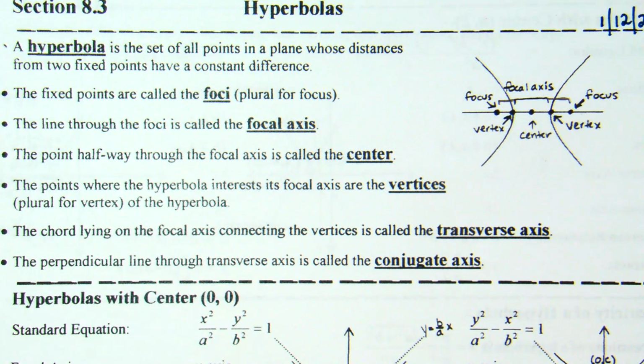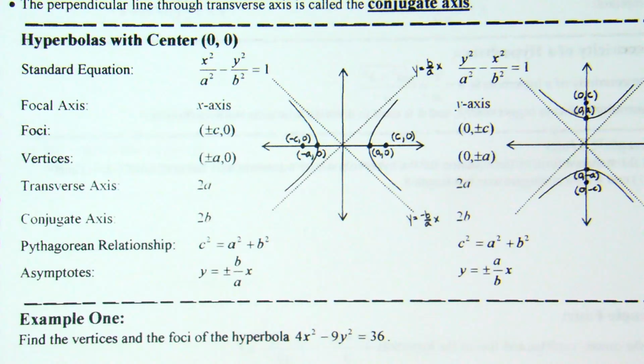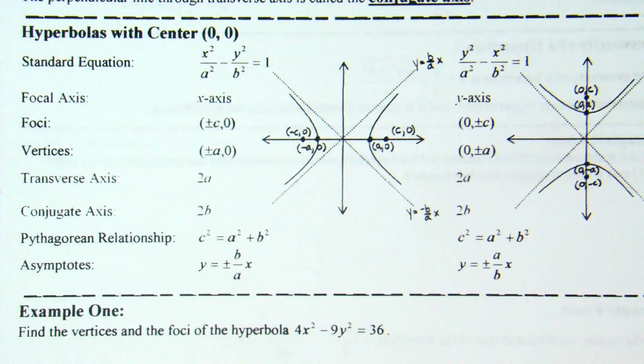Now, as we look at this chart for hyperbolas with a center at 0, 0, you will notice a lot of similarities between hyperbolas and ellipses. However, they are similarities. They are not exactly the same, which is a big part of the reason also that come test time I provide you with this information, because it's a lot to try and keep straight.